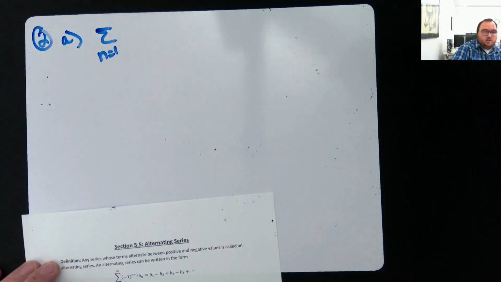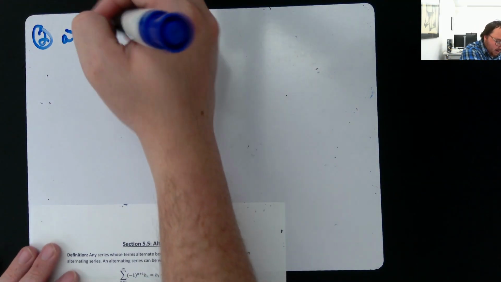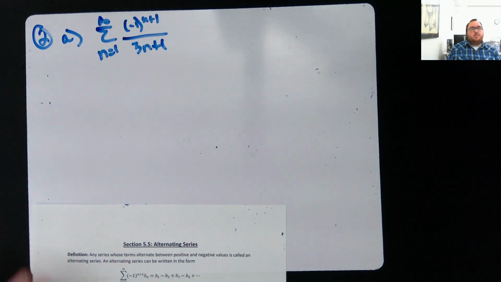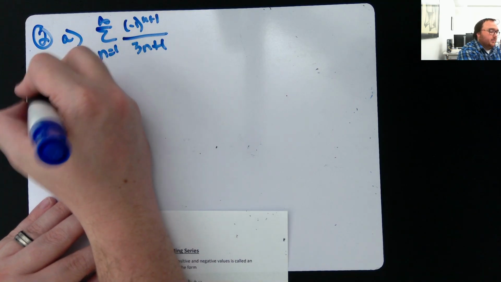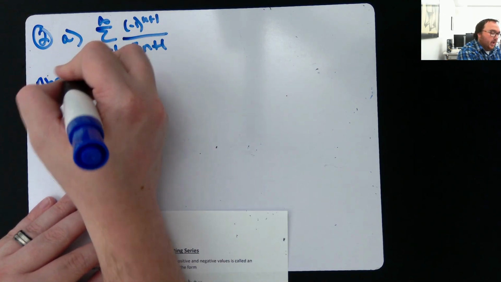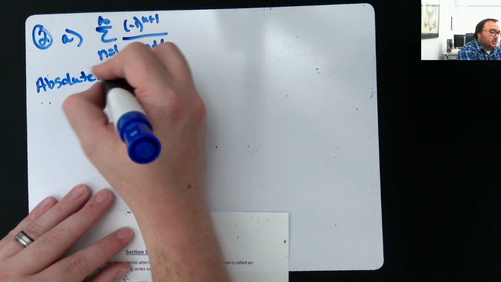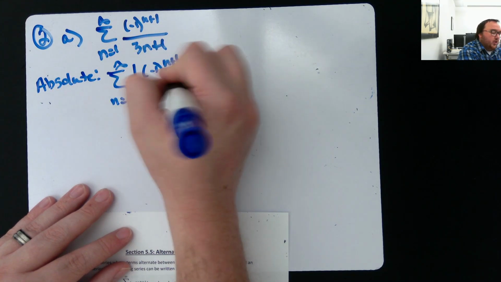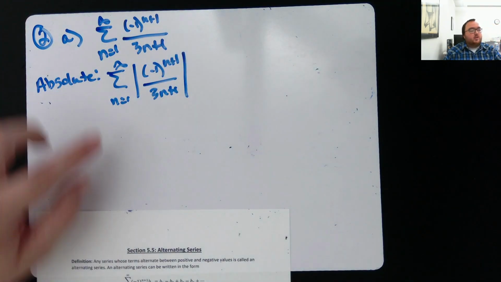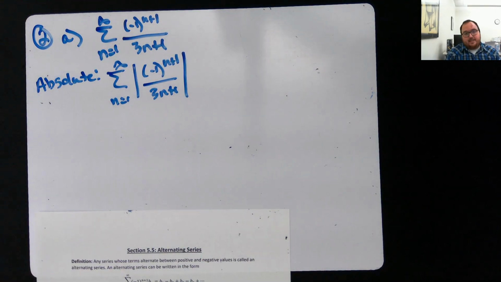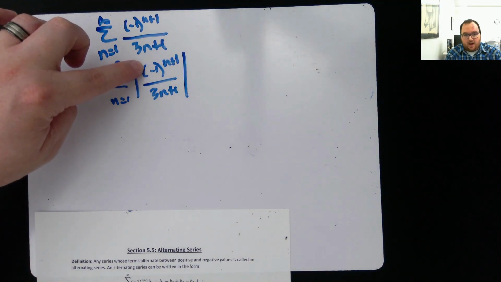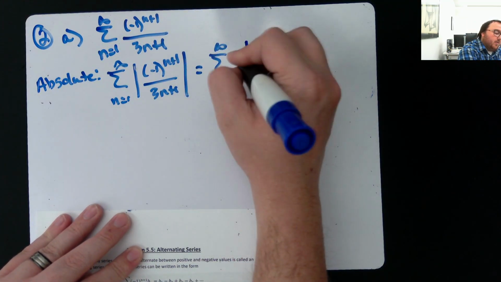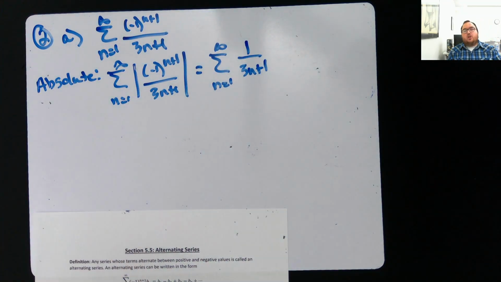Sum from n equals 1 to infinity of (-1)^(n+1) over 3n plus 1. Okay, so first things first, I want to test for absolute convergence. Absolute, so this is looking at the sum of the absolute value. Well, think about what the absolute value is going to do. Basically all my terms are going to be positive, so it's as if this first one isn't even there. So this is looking at the sum, n equals 1 to infinity, of 1 over 3n plus 1. So let's look at that.